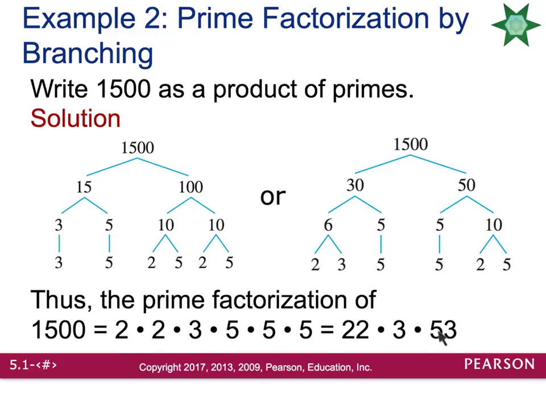Okay, but either way you do this, you're going to get 2 2s, a 3, and 3 5s. Okay, this should be up here. This should be 2 to the second power, not 22. And this should be 5 to the third, not 53. So those should be exponents there. So we're just using exponents to summarize all that.